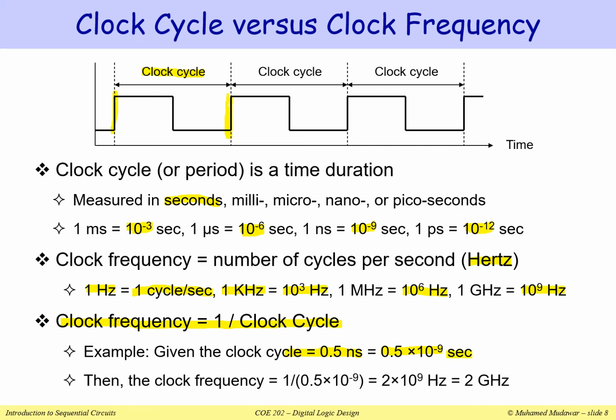Then the clock frequency will be 1 over this number. It will be 1 divided by 0.5 times 10 to the power negative 9. 1 divided by 0.5 is 2. 1 divided by 10 to the power negative 9 will give you 10 to the power 9. So therefore you get 2 billion hertz or 2 gigahertz. So if the clock cycle is 0.5 nanoseconds, the clock frequency will be 2 gigahertz and vice versa. So it's enough to know one to calculate the other. So we can always derive the clock frequency from the clock cycle.